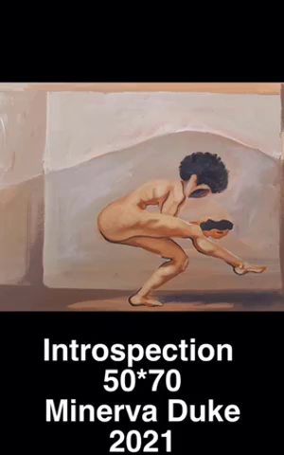This is my critique of my classmate's painting for my advanced painting class. This piece is titled Introspection, and it is measured about 50 to 70 centimeters. It is an acrylic on canvas painting, and it was created by Minerva Duke in 2021. The task was given to create a painting based on color theories and schemes. We also had to consider several factors that contributed to Wilfredo Lam's painting style.